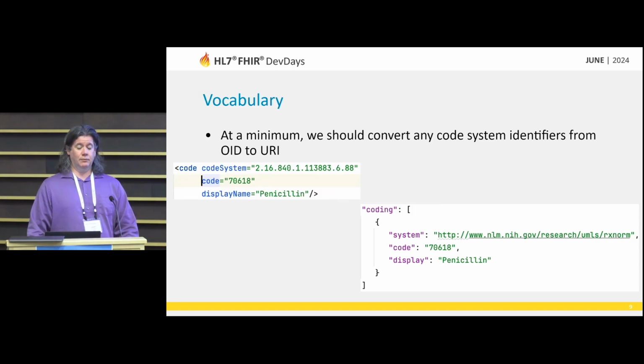In CDA, they prefer, as you can see in the example on the right, to identify the code system using an OID. That's the left. And in the example on the right, which is FHIR, we are identifying these using canonical URIs. So at the very least, we needed to set up a lexicon for converting those two types of identifiers into one another and be referring to these things by their preferred format in each standard.